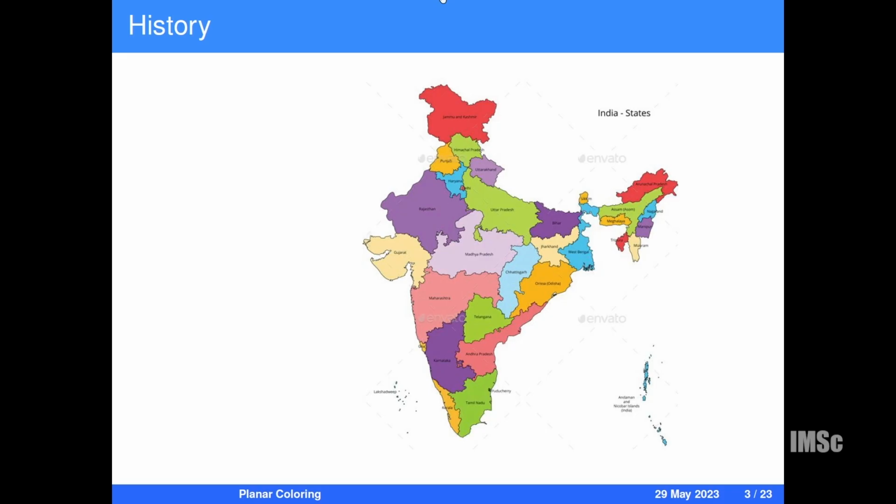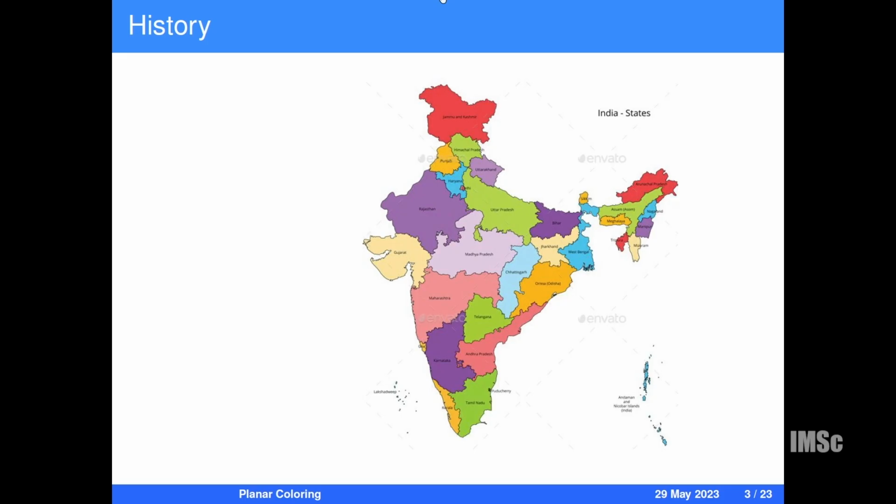If this is given to us, can you come up with a trivial upper bound on the number of colors required? How many colors are sufficient to color this map so that no two regions which share a common boundary are given the same color? The number of regions, right? That's the trivial upper bound. Suppose there are 28 states; or let's say you have 1000 regions, then the upper bound is 1000. With 1 lakh regions, it is 1 lakh.